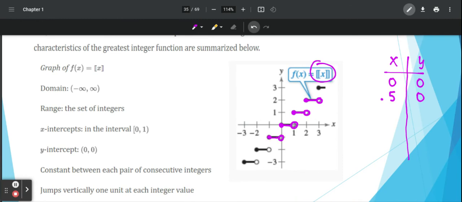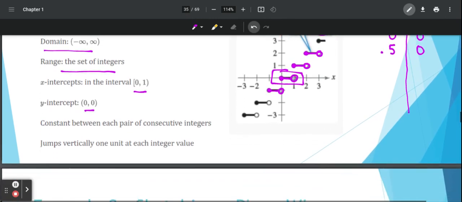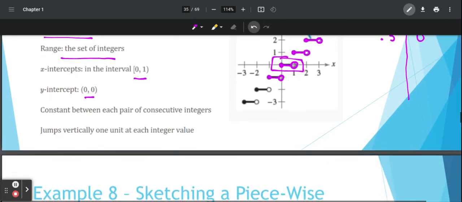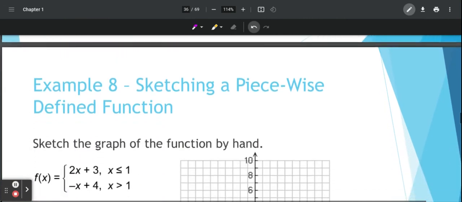And so over here we have that your domain is all real numbers. Your range is just integers because it's always going to round down to an integer. Your x-intercepts is the interval from 0 to 1, right? So this whole interval is your x-intercept here. Your y-intercept is at the origin. We have a constant between each pair of consecutive integers, and it jumps vertically 1 unit at a time.